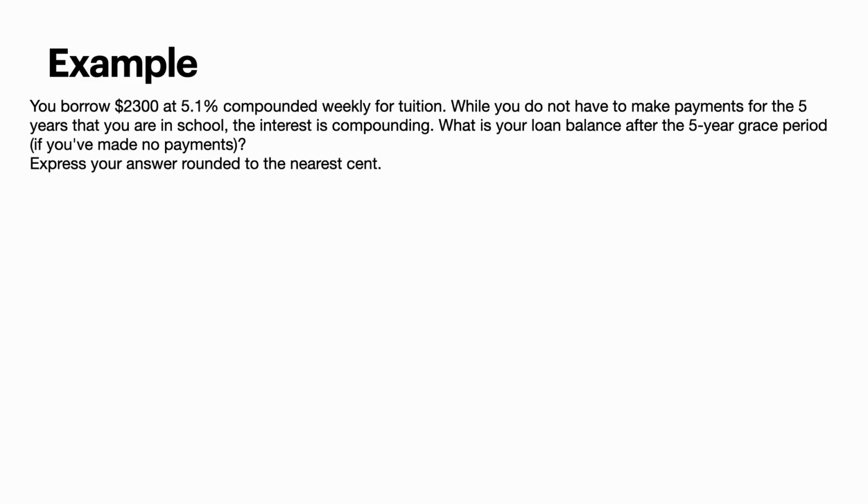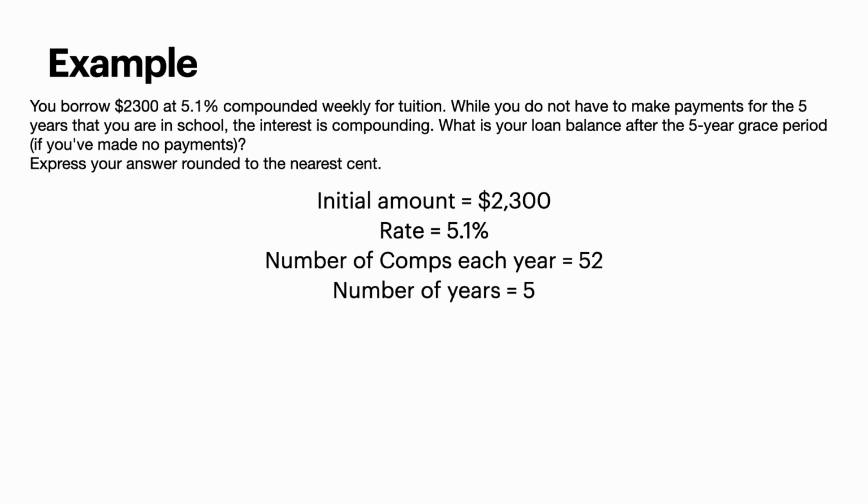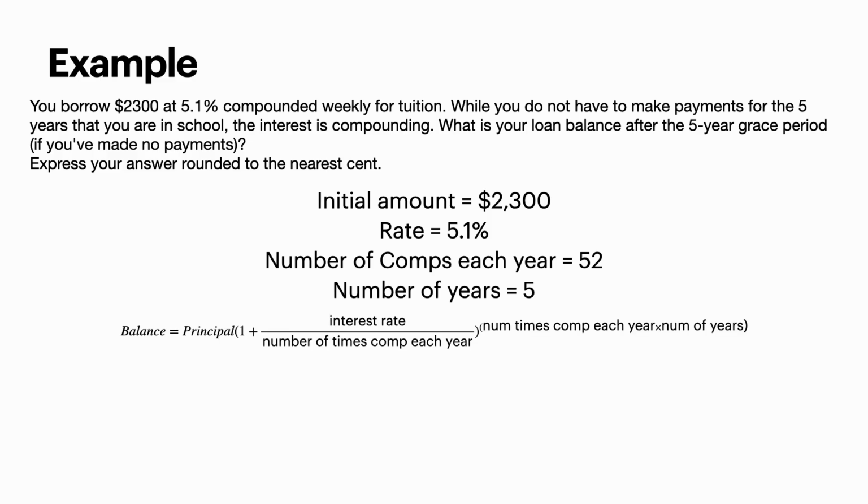You borrow $2,300 at 5.1% compounded weekly for tuition. While you do not have to make payments for the next 5 years that you are in school, the interest is compounding. What is your loan balance after the 5-year grace period? We have the initial amount, we have the rate, we have the number of times it's compounding, 52, since it's weekly, and we have the number of years. We have our formula. We can make our model. So we have the starting value, the compounding, the time, and we have the ending value.